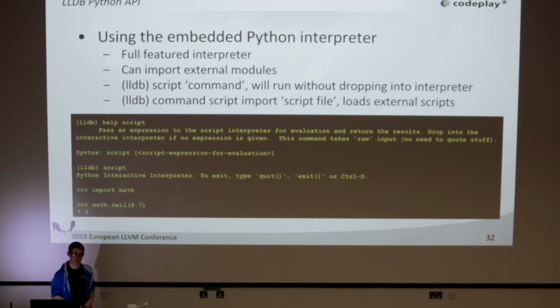The other way you can use Python and LLDB is as a Python interpreter. This is exactly like any other Python interpreter you'd expect to use, just running from the command line, except it's inside LLDB, so it's absolutely fully featured. You can see here we're importing external modules: import math, use ceiling, just like that. The way we get into this is by typing the script command. Script will drop you straight into the interpreter. Do all your code, do whatever you want, and then type quit to exit. If you just want to run one statement, do script followed by that command, and it'll run that command without dropping you all the way into the interpreter.